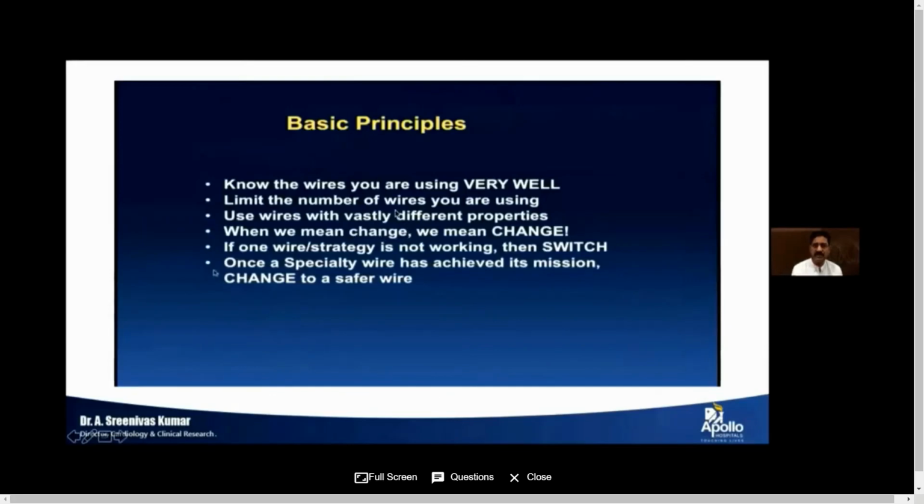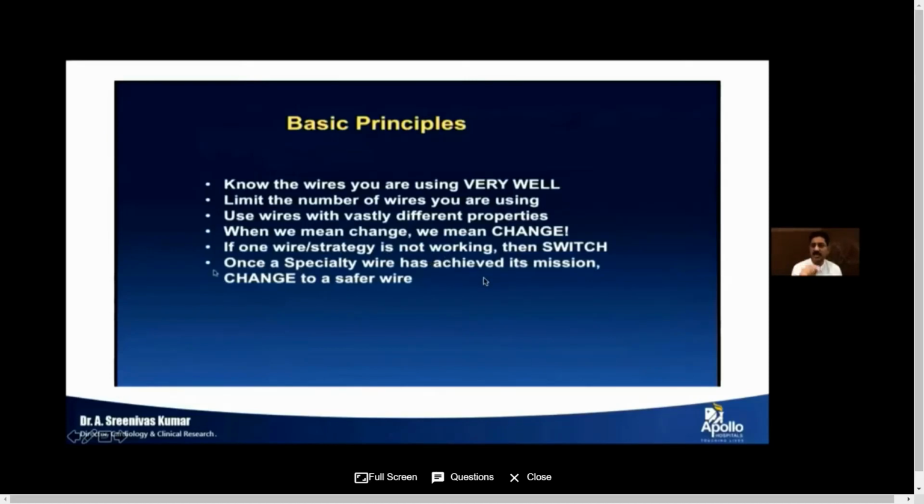That's what I mentioned here. Limit the number of wires you're using. Use wires with vastly different properties. When we mean change of a wire, that means the soft wire is not crossing. You have to go to stiff wire, change it totally. Like you started with cross it 50, there's no point going to 100, 200 like that in the same. You go to more powerful, more strength wire. Then if one wire strategy is not working, then switch immediately.